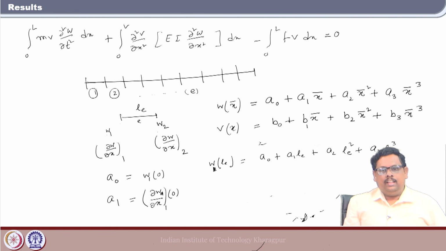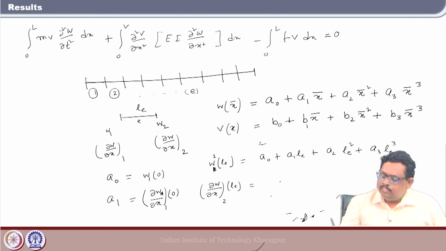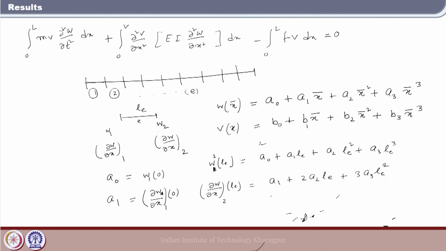And then I can write for del W by del x at L e, now at L e it is 0.2. So, it is 2 over here and it is L e. So, it should be A 1 plus 2 A 2 into L e plus 3 A 3 into L e square, right.